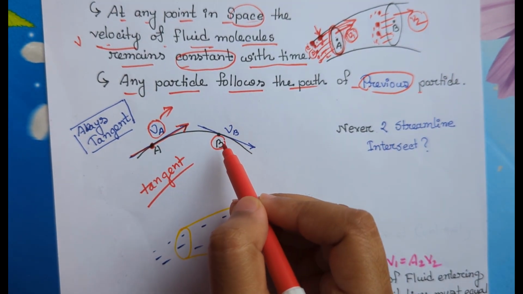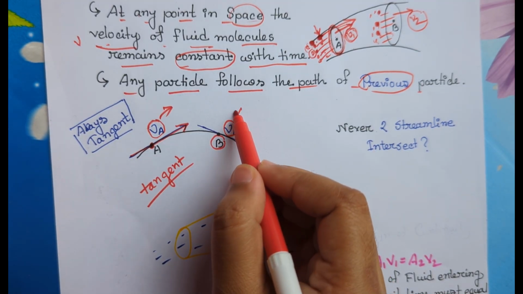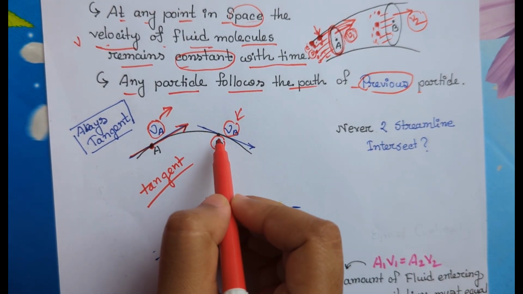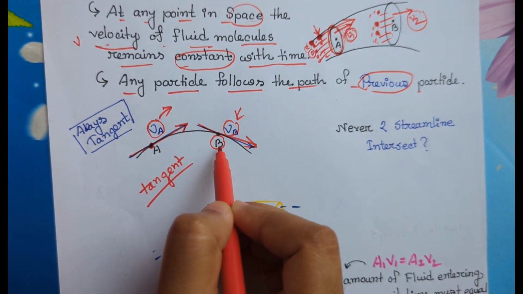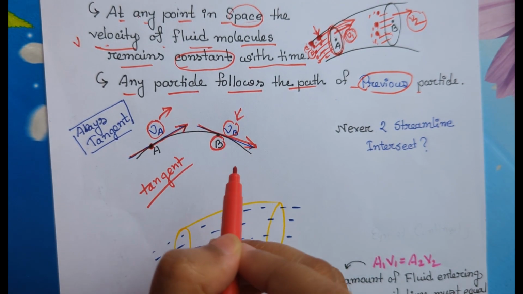Similarly, this is the point B, and here the velocity will be VB. If we want to find out the direction of this VB, we have to draw a tangent upon this point B, then we will get the direction of this fluid particle.